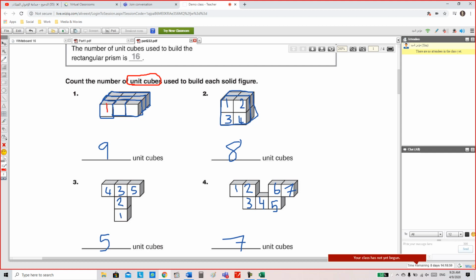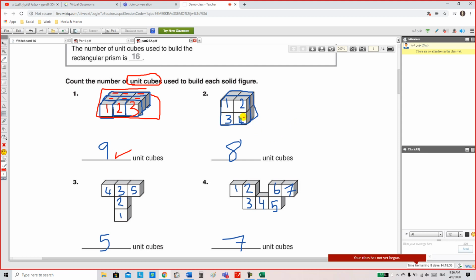Let's count 1, 2, 3. This is the first row. Behind it we have 3 also. 1, 2, 3. And behind it we have another 3 unit cubes. So in total equal 9 cubes. 3 and 3 and 3 equal 9 cubes.